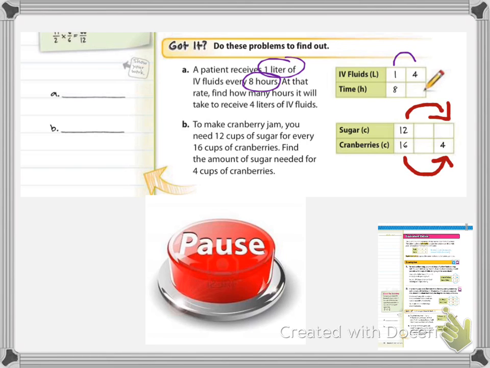So what do I do to 1 to get 4? And I got the 4 from right over here where my box is. I divide, since my number is getting smaller, by 4. So therefore, I'm going to divide the 8 by 4, giving me 2. So the correct answer for the top one ends up being 2 hours.